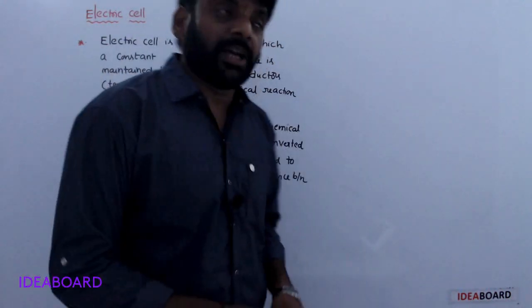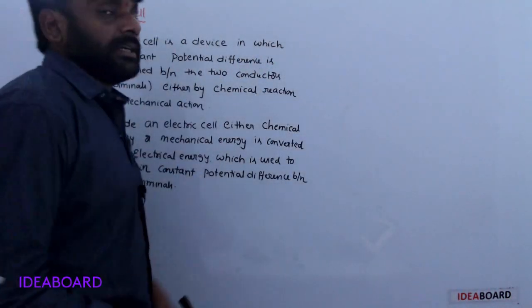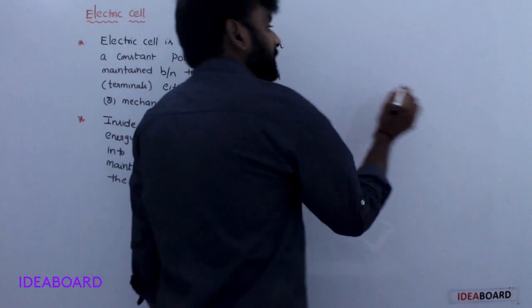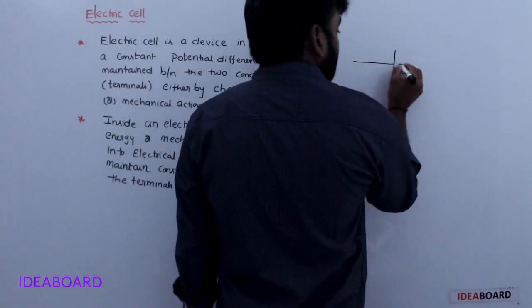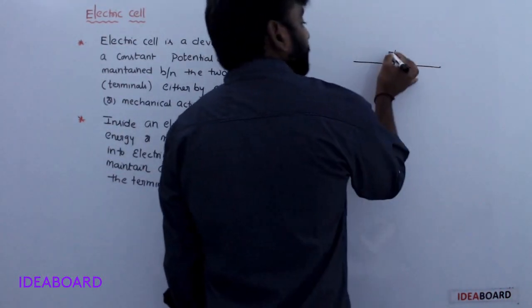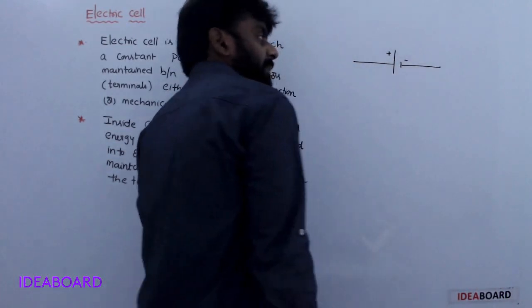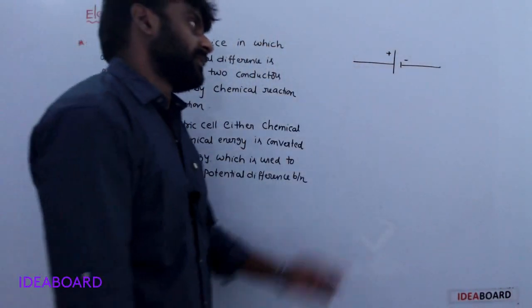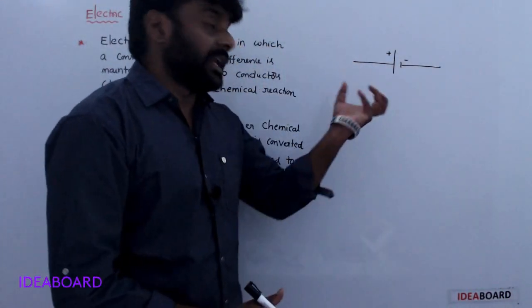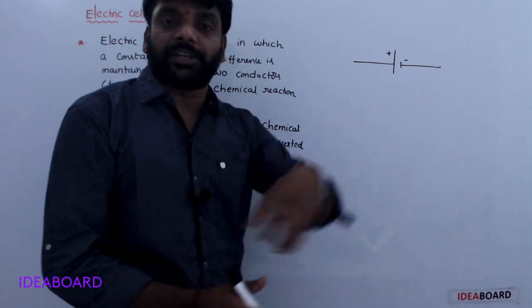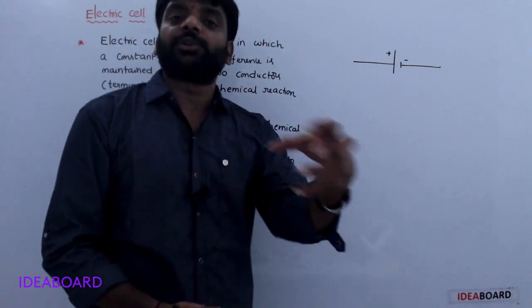Hi students, today our topic is electric cell. Symbolic representation of electric cell: positive terminal and negative terminal. The main purpose of this is that the cell drives the charge in the external circuit, that means to constitute the electric current.